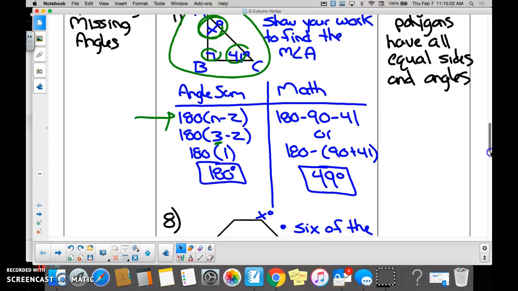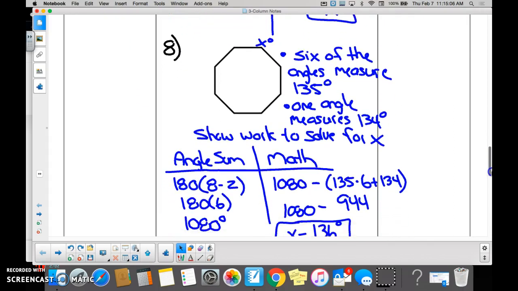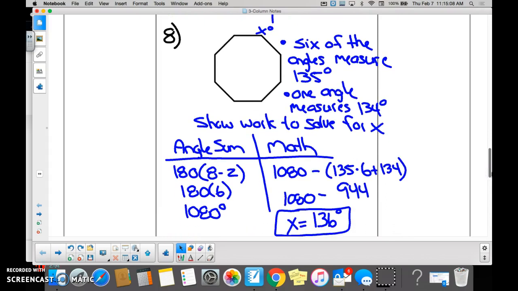Number 8. Looks like we have an octagon. Mm-hmm. And again, in order to solve for x, I gave you some information here. Ooh, whoopsies. My eraser went off. Hold on.